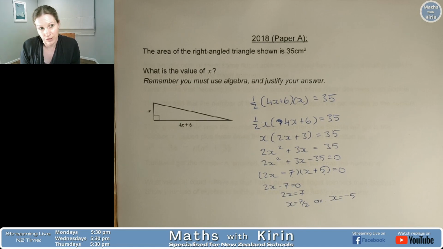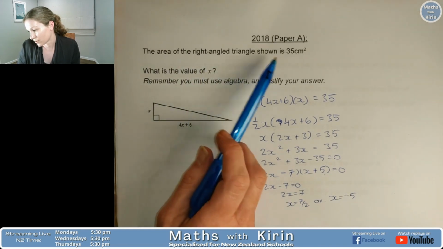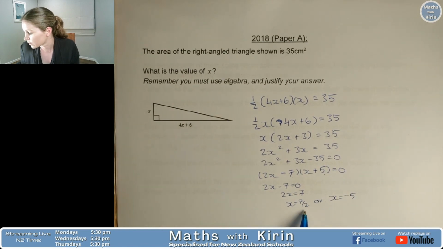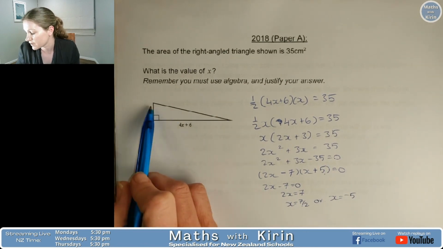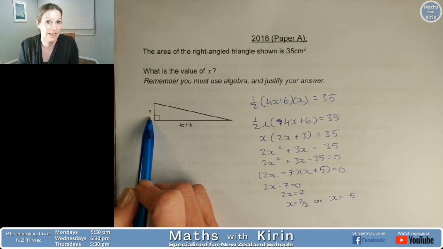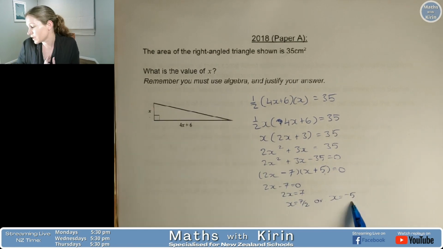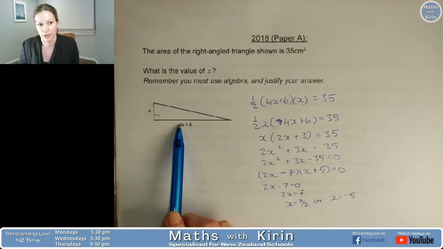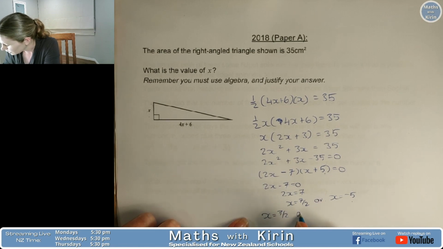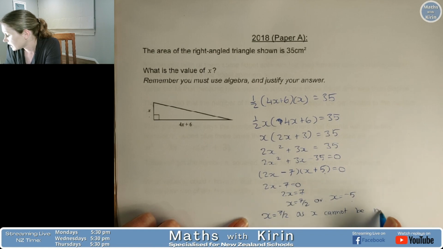When you have your two solutions, go back and check. The area of a right angled triangle is 35 centimeters. What is the value of x? So x is 7 over 2 or negative 5. If this is negative 5, that doesn't make any sense. You can't have a length of a triangle that's negative 5. So while negative 5 is a mathematical solution, it doesn't make any sense for this particular context. So x has to be equal to 7 over 2 as x cannot be negative.